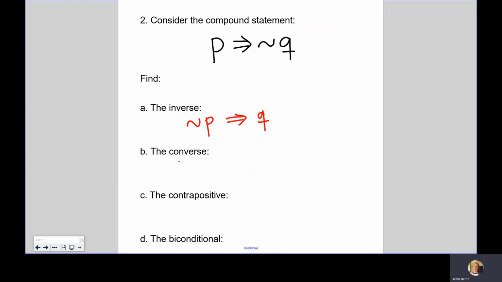Now the converse, if you're looking at your table, the converse is where you just switch the order. All right, so this part is going to come first, and then this part is going to come second. So that would be not Q implies P.